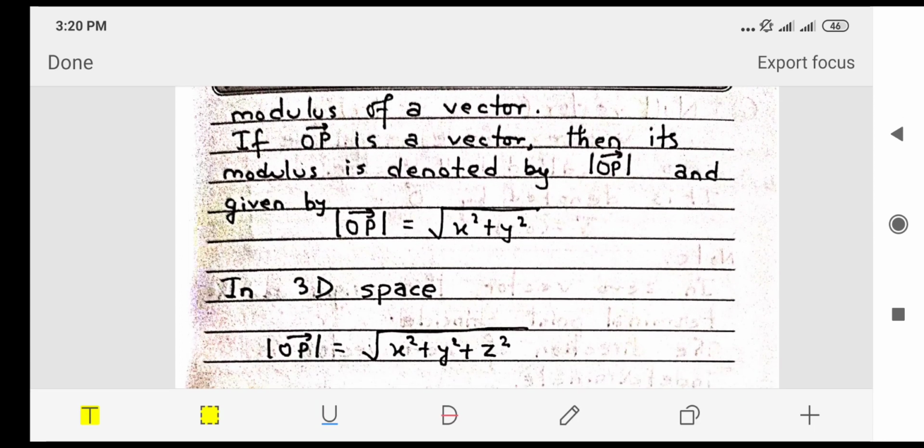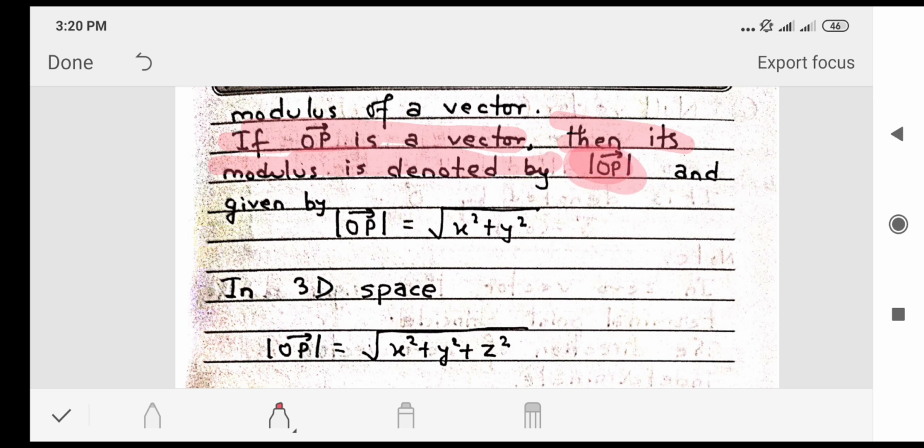For example, if OP vector is a vector, then its modulus is denoted by modulus of OP vector. You can see the symbol of modulus of OP vector. Just write OP vector and enclose it within 2 bars, and the magnitude of OP vector is equal to the square root of x square plus y square.